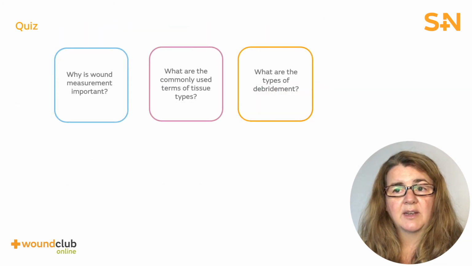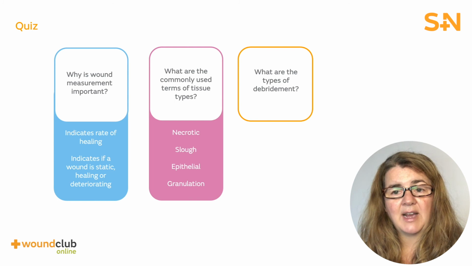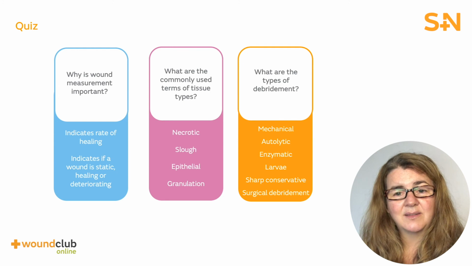To check your knowledge and understanding, try and answer the quiz questions. Why is wound measurement important? It indicates rate of healing and indicates if the wound is static, healing or deteriorating. What are the commonly used terms of tissue types? Necrotic, slough, epithelial and granulating. What are the types of debridement? Mechanical, autolytic, enzymatic, larvae, sharp conservative, surgical debridement.